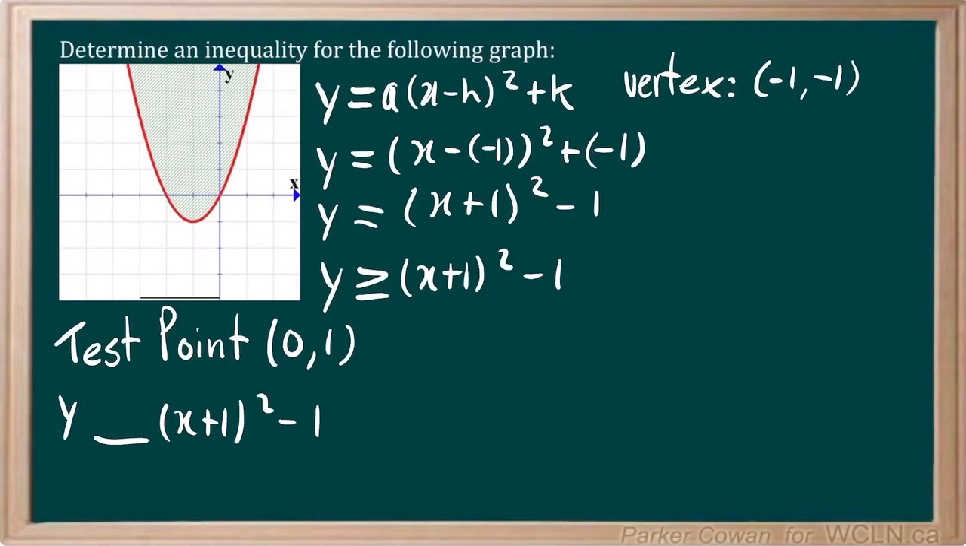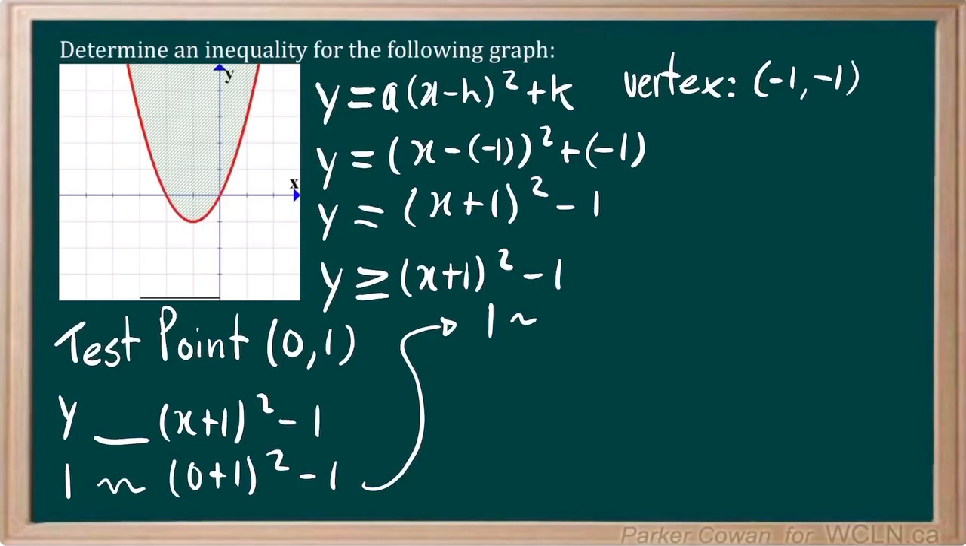Okay? So we plug in our point. y is 1. We have this blank, it's either greater than or less than, and then we have (0 plus 1) squared minus 1. And so we have 1 is something. 0 plus 1 is 1, 1 squared is still 1, 1 minus 1, and so we have 1 is something 0. Here we can just write in, okay, we know 1 is greater than 0. And then we make that an equals to because we're using a solid line.